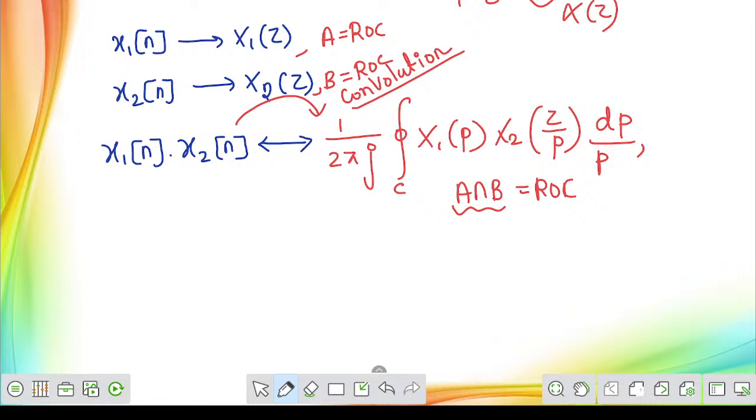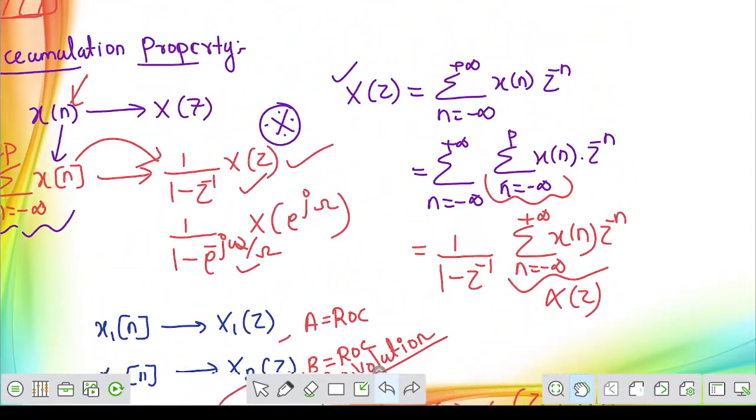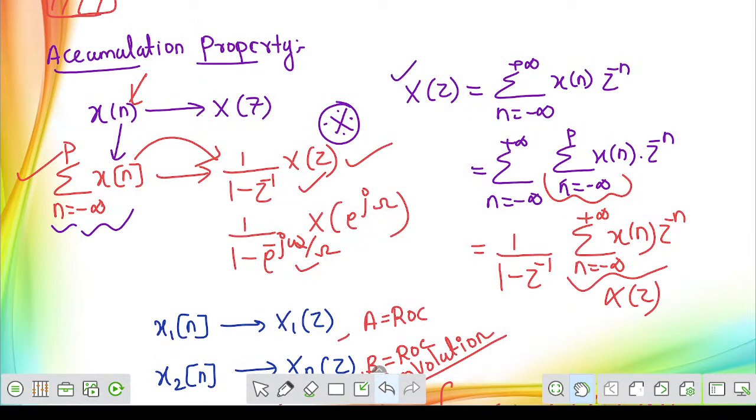Next. So we have understood the accumulation property. See, one more thing that I left out is, for the accumulation property, the region of convergence. Go back there. Sorry. We discussed the accumulation property. What will be the region of convergence for this? For example, x of n, x of z is given. Its correspondent region of convergence, let us say, is defined as A.